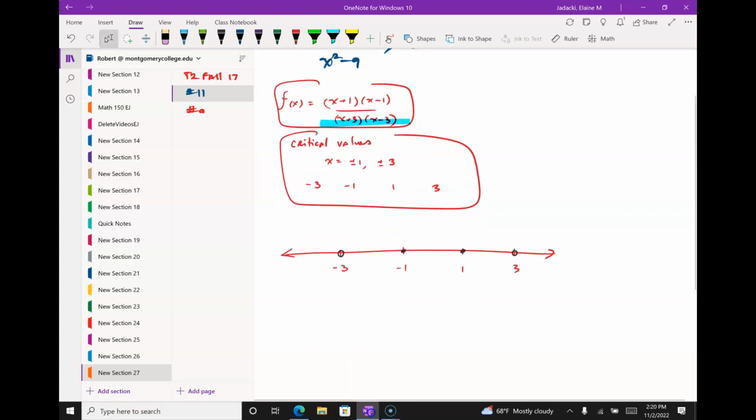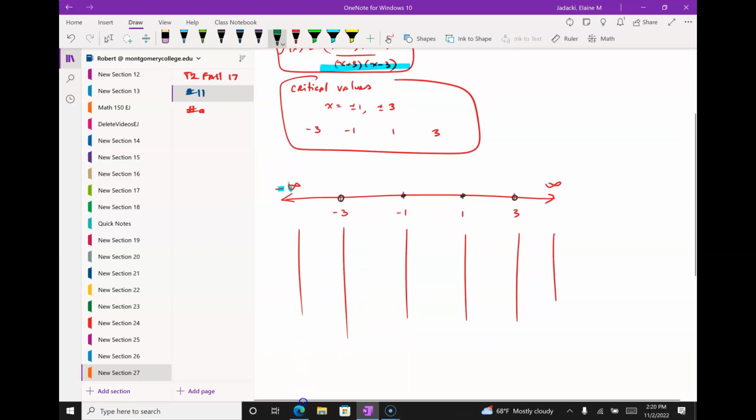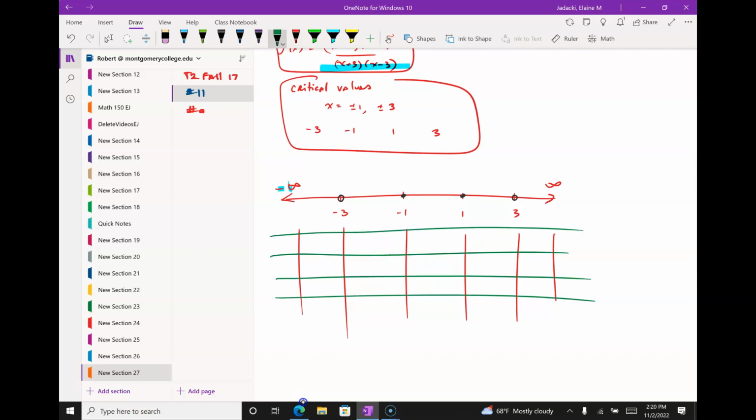So this thing is separating my columns. My columns are created by my critical numbers, including the endpoints of the domain. And my rows are created by the factors, which I have 4 factors, and then one final function, f of x. So my factors in any order: x minus 1, x plus 1, x minus 3, x plus 3.